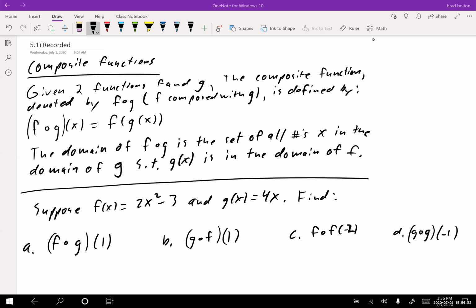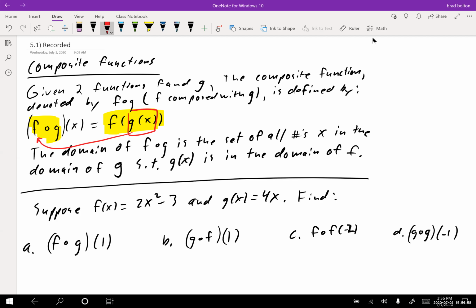So I'll give you the book's definition. It says, given two functions, f and g, the composite function denoted by f composed with g is defined by this little open circle right here. That means composition of functions. Now, I prefer to write it like this. Me personally, I write it as f of g of x. What that basically means is that g of x is going to get plugged into f. Whatever f is, g of x is going to go into it. So that's how you create a composition of functions.